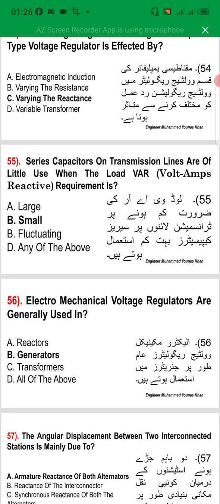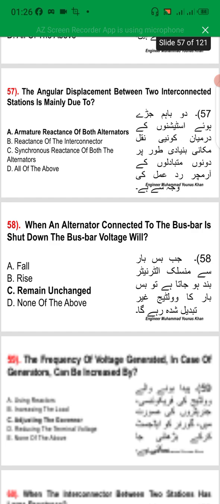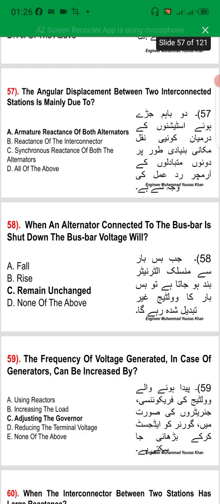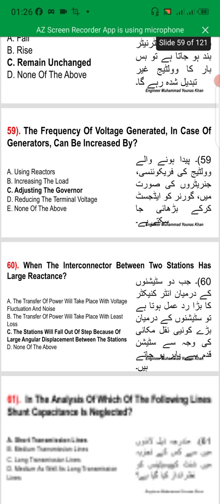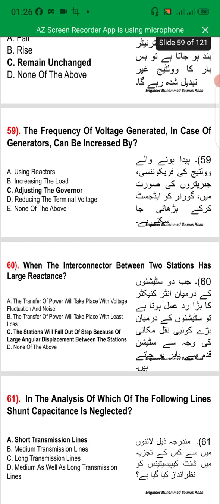Electromechanical voltage regulators are generally used in generators. The angular displacement between two interconnected stations is mainly due to armature reactance of both alternators. When an alternator connected to the bus bar is shut down, the bus bar voltage will remain unchanged. The frequency of voltage generated in case of a generator can be increased by adjusting the governor.